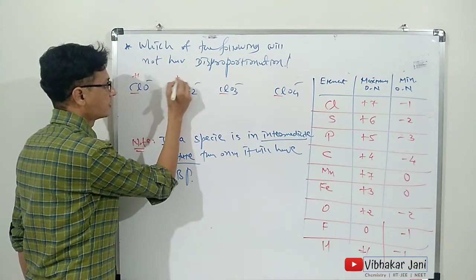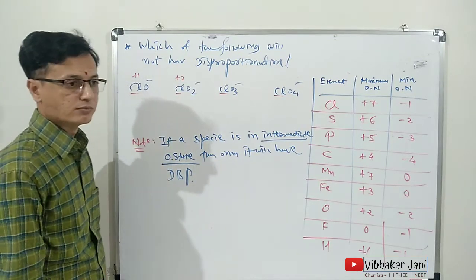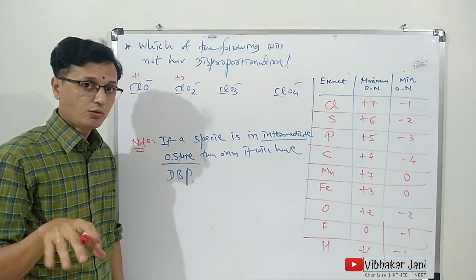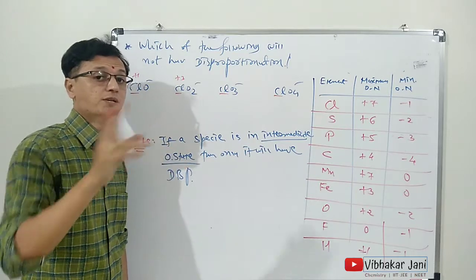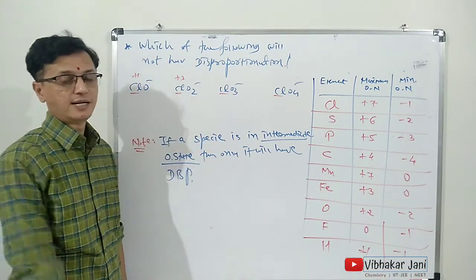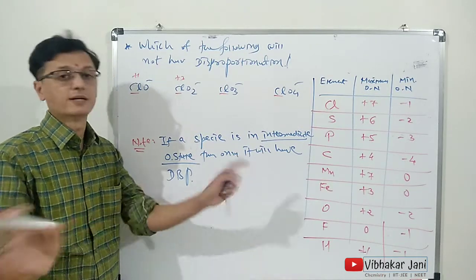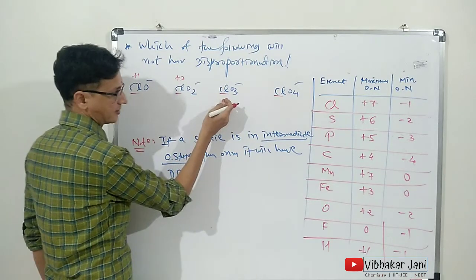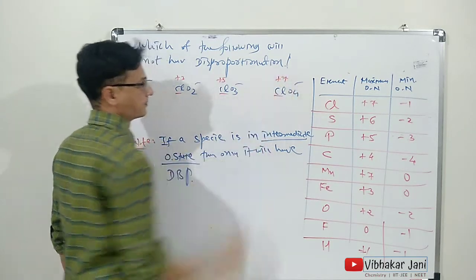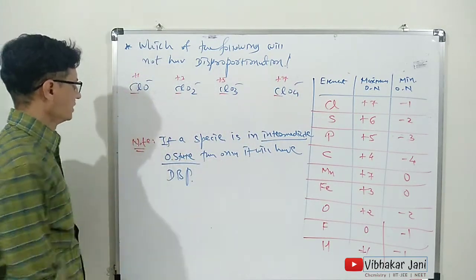This is in +3 oxidation state. How? The answer you know very well. If you have any doubt, then watch our previous videos in which I have taught you to find out the oxidation state of a species from any compound. In this, the oxidation state of chlorine is +5 and in this it is +7. Now +1.